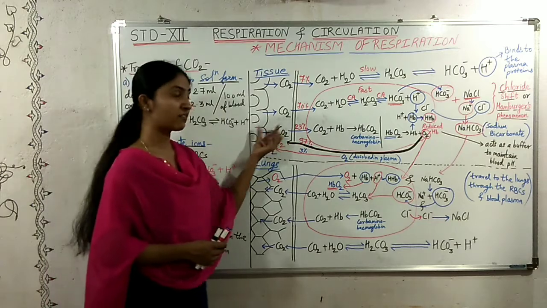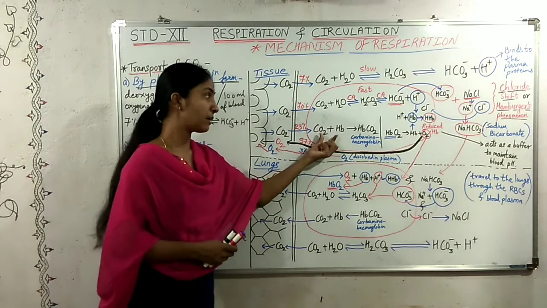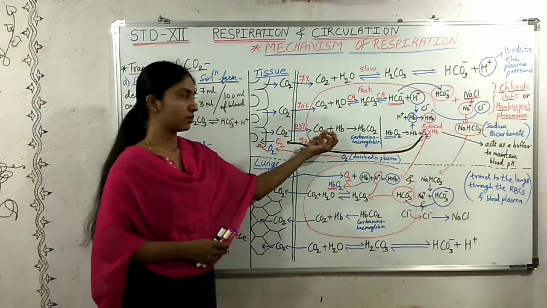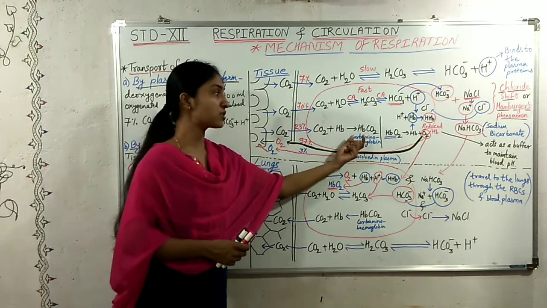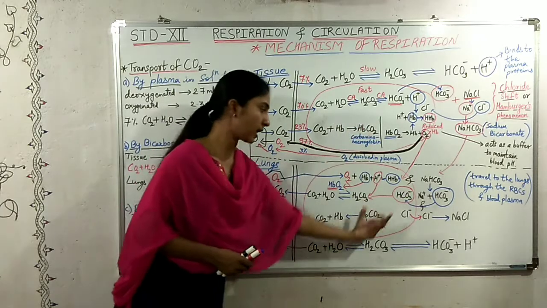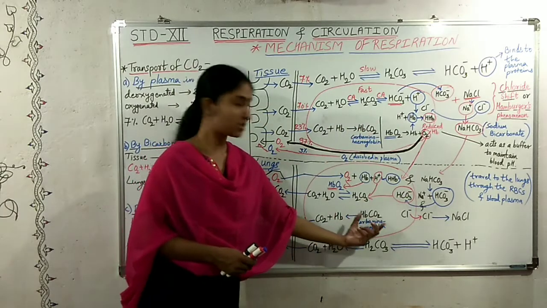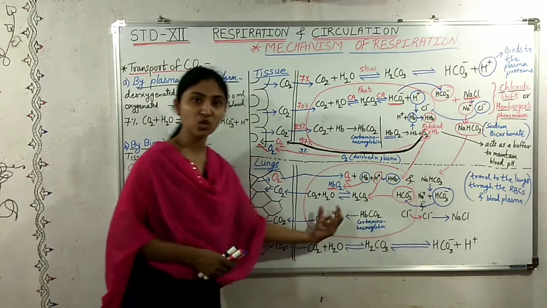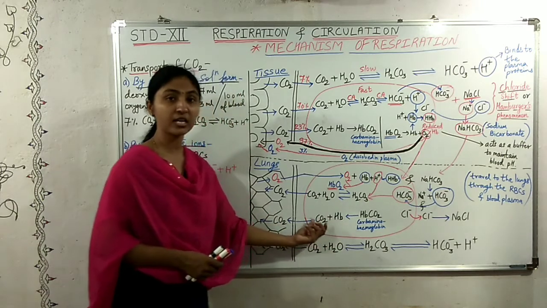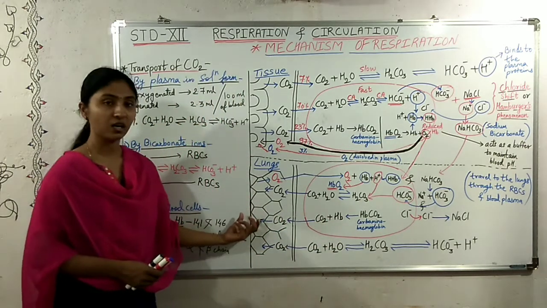This carbon dioxide which is given out by the tissues combines with the amino group of hemoglobin, and it forms carbaminohemoglobin. This carbaminohemoglobin, when the blood comes to the lungs, what happens? This carbaminohemoglobin again dissociates or splits up into hemoglobin, and carbon dioxide is given out to the lungs.